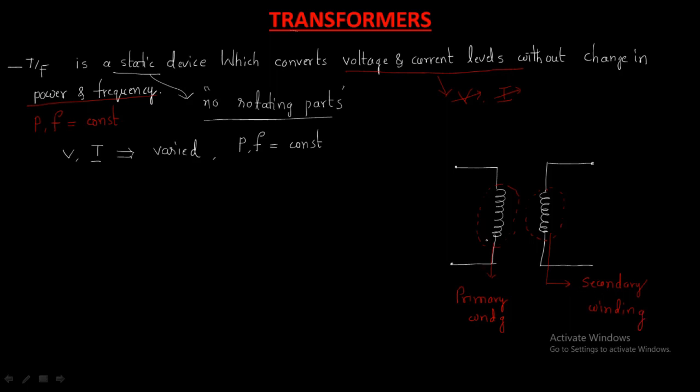A transformer takes the input of electrical power and gives the output of electrical power only. Electrical power can be DC or AC, but a transformer works only for AC, that's why the symbol is like this. Inductor or winding, both are the same. Inductors are nothing but windings.